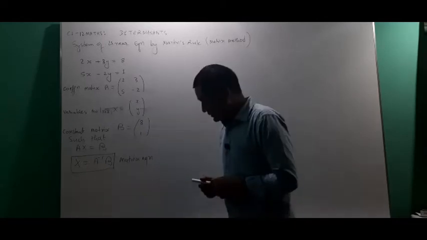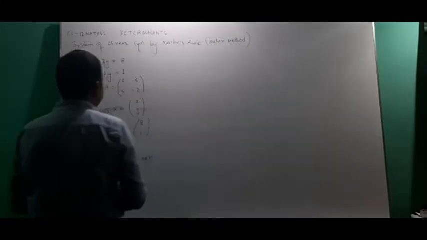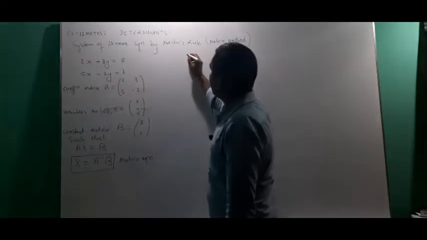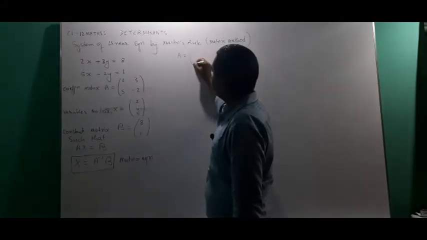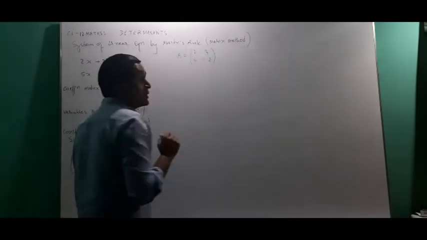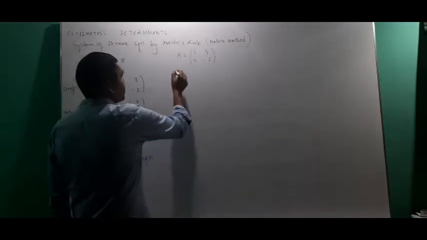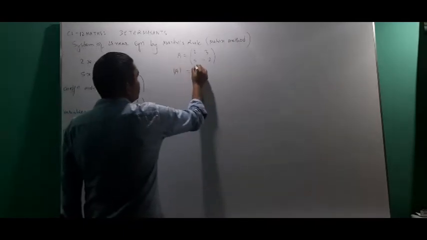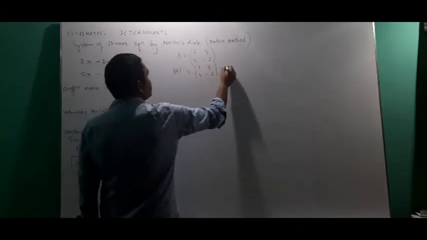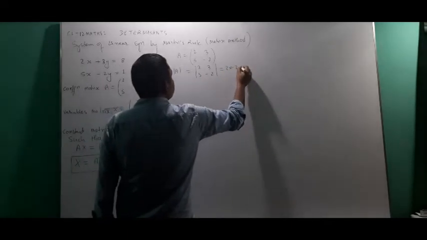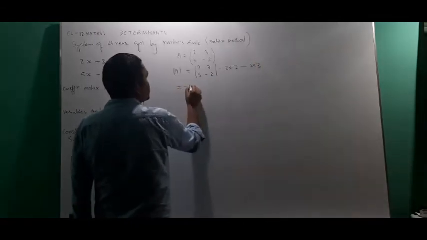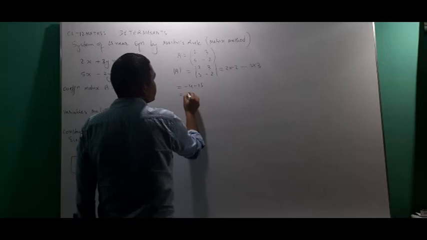Now I'll explain by solving these equations. Now let's get A. A equals 2, 3, 5, minus 2. Now let's get its determinant. Determinant of A: multiply these two, 2 times minus 2 is minus 4, then put the minus sign, 5 times 3 is 15, so minus 4 minus 15, and this is minus 19.